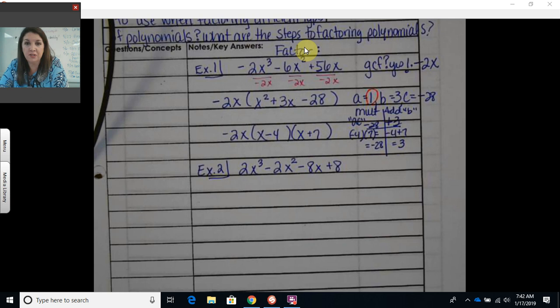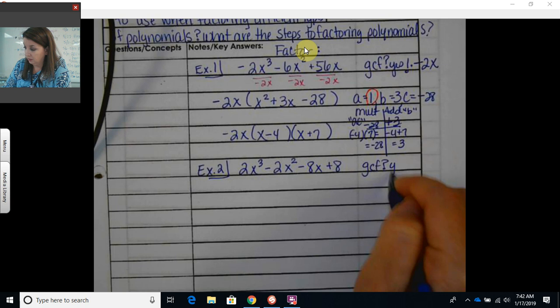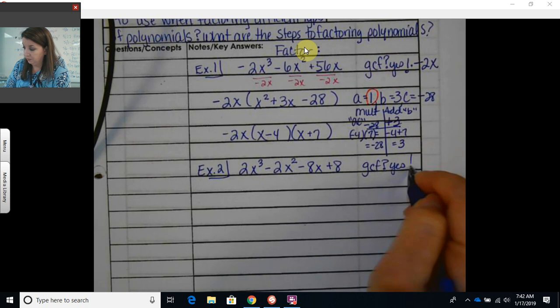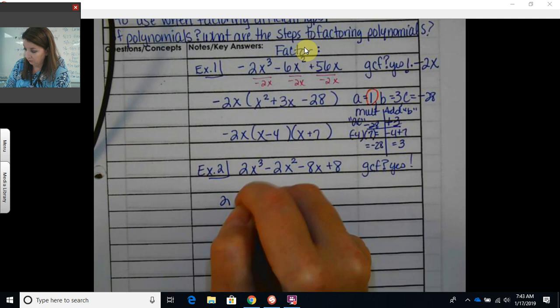When you see 4 terms, automatically think factor by grouping. Okay? But before we even start, do we have a GCF? Yes. What is it? 2. Any x's? Nope, just a 2.